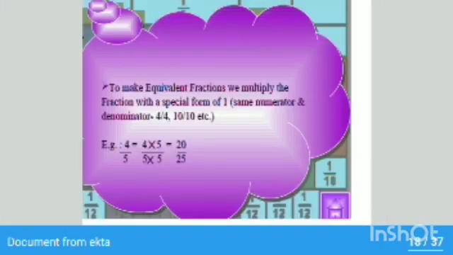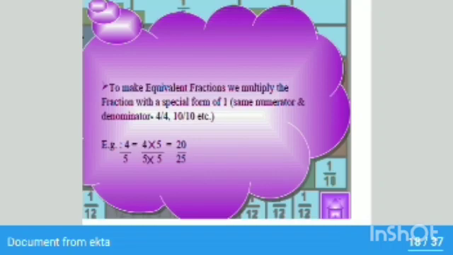Now, how to make equivalent fractions? We multiply the numerator and denominator by the same number, like 4 upon 5. I want an equivalent of this. So what I am doing here, I'm just multiplying with 5, with the numerator as well as the denominator. 4 5s are 20, 5 5s are 25. So 20 upon 25 is equivalent to 4 upon 5.